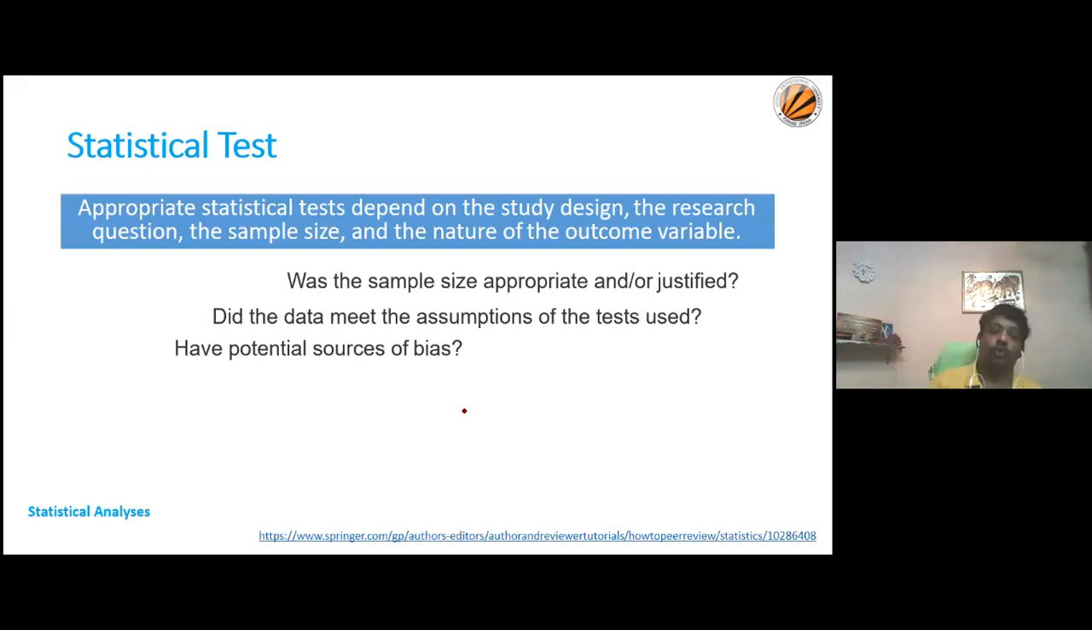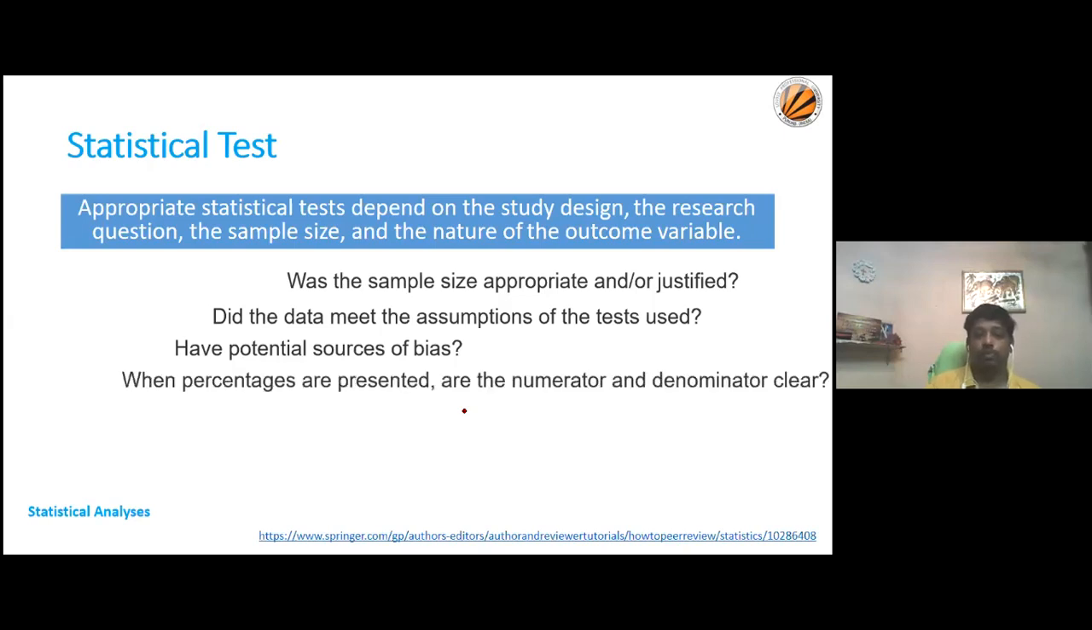The third one is that you need to check for potential sources of bias. You need to check whether there is any bias, and what the percentage is. When you present a percentage, make sure that you mention both numerator and denominator. It's very essential. And you should also use an appropriate p-value, whether you want to use 99% or 95% probability.